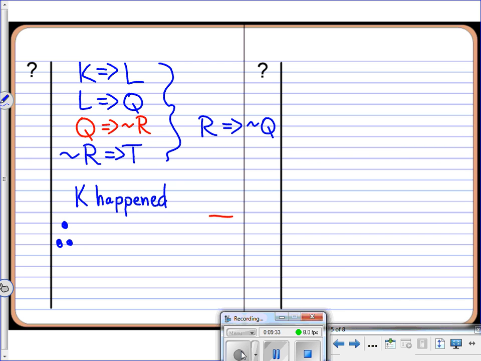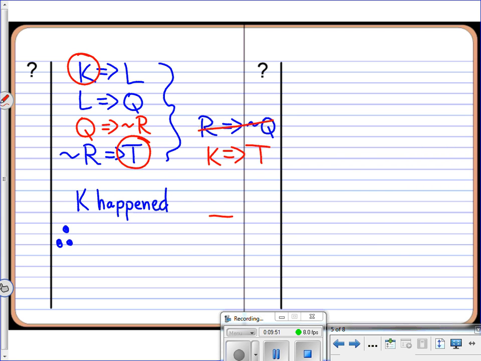Okay, cool. So the law of syllogism says if the first thing happens, then the last thing happens, as long as everything is lined up correctly. So I can basically use the law of syllogism to say if K, then T. But take a look, K happened. So using the law of detachment, I can now say T happened.